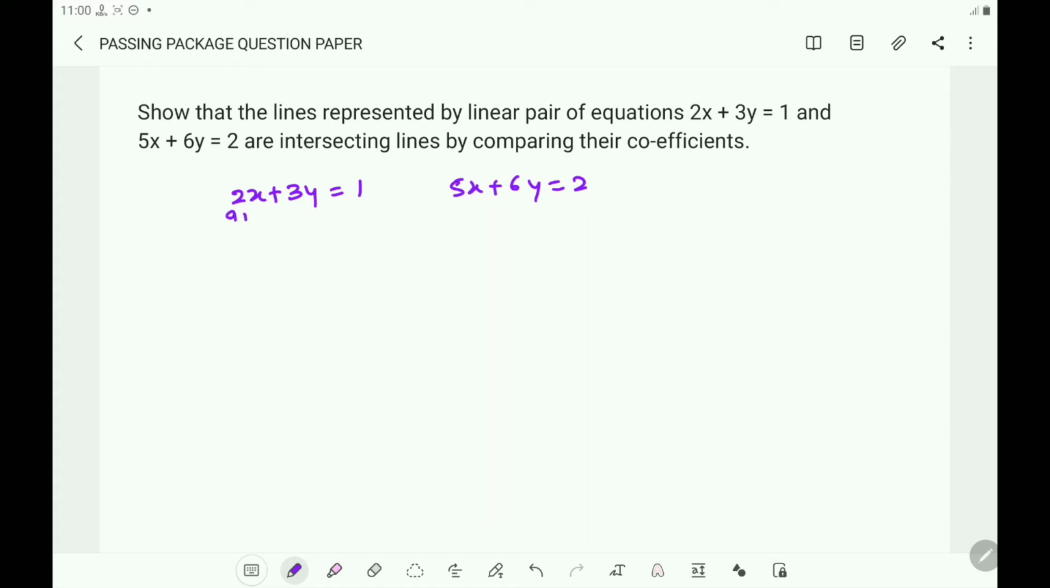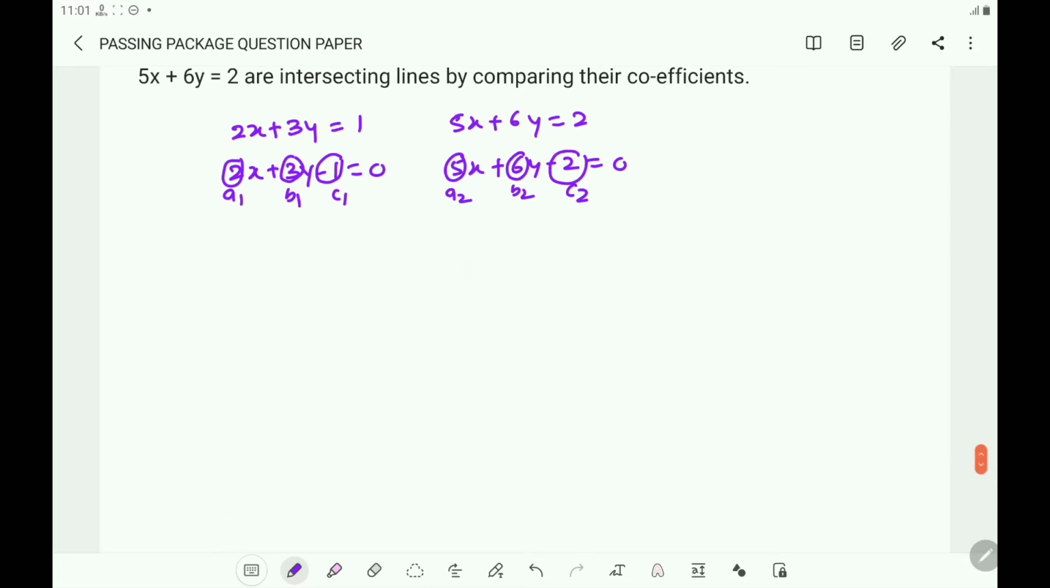So here this is a1, b1 and c1. It is better to transfer and write it as 2x plus 3y minus 1 equals 0 and 5x plus 6y minus 2 equals 0. Now you write this is a1, b1, c1 and this is a2, b2, c2. Here a1 is 2, b1 is 3, c1 is minus 1, a2 is 5, b2 is 6, c2 is minus 2. Now you find a1 by a2.